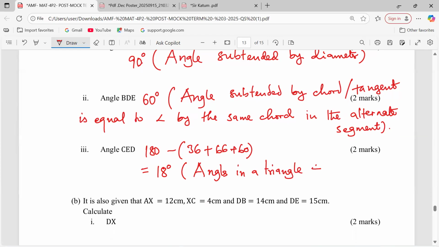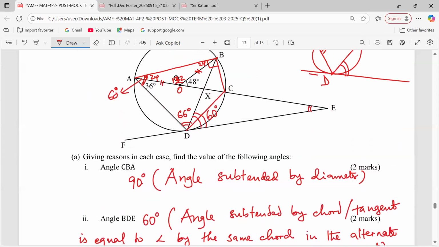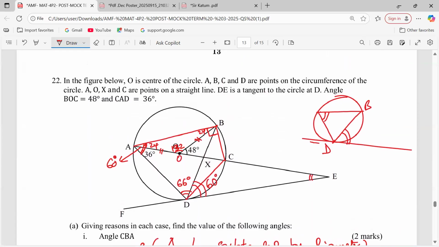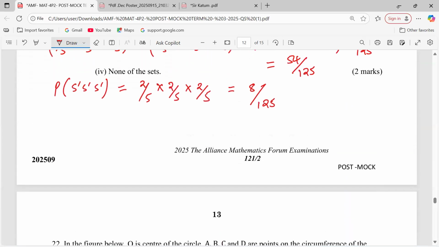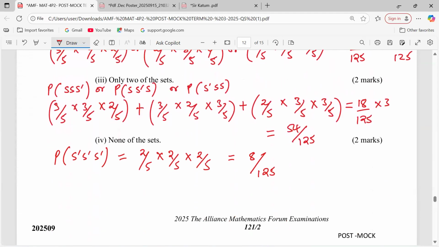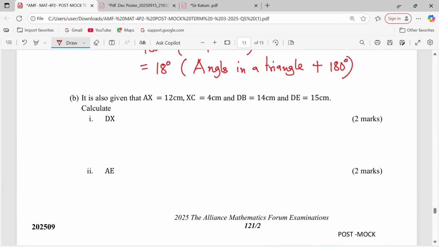Angles in a triangle are supposed to add up to 180. That is the simple approach that you had to give to the angle properties of a circle as displayed in this particular question. Very good setting, very good setting.